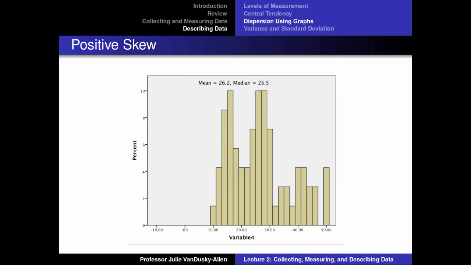Here is an example of a variable with a positive skew. As you can see here, most observations are clustered here, but there are a few up here that are pulling the mean in a positive direction. As a result, the mean, 26.2, is greater than the median, 25.5.